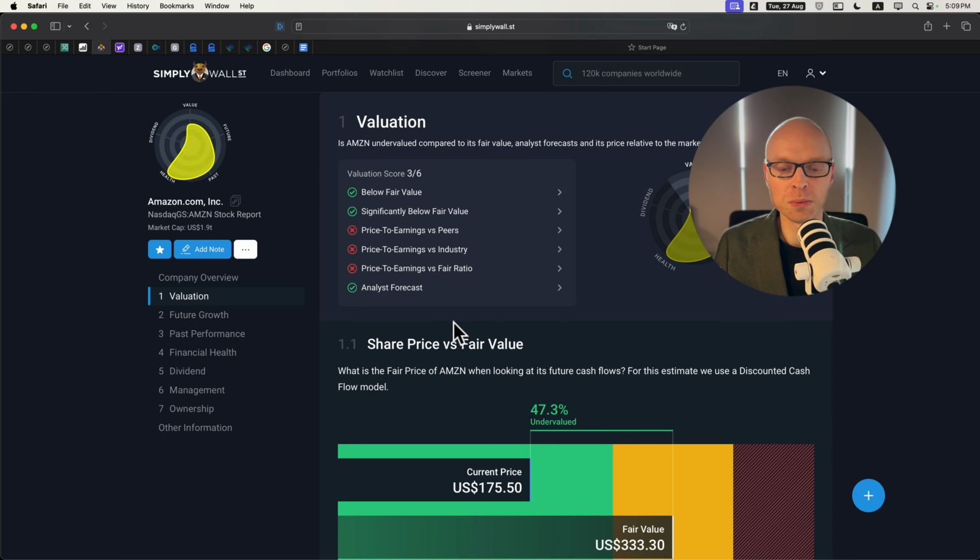If you scroll down, you will see that according to this website, the fair value of the company is $333 per share. So it is undervalued by 47%.